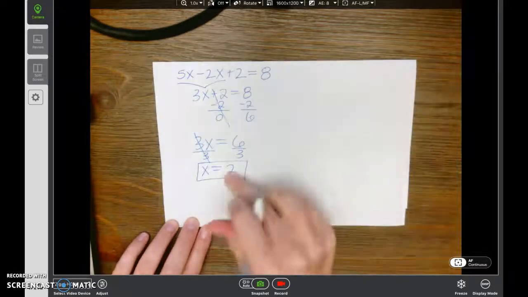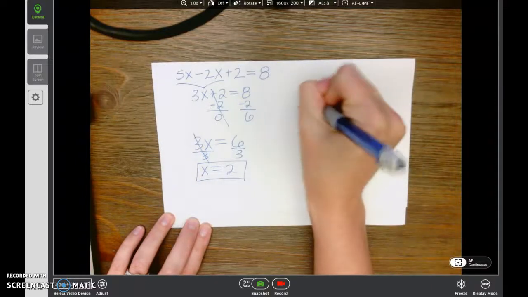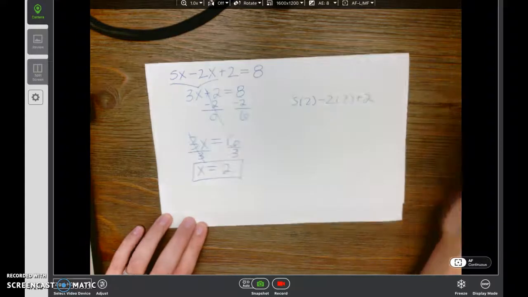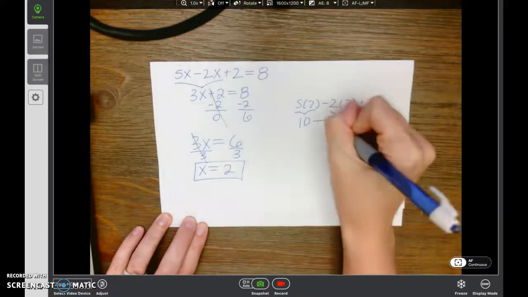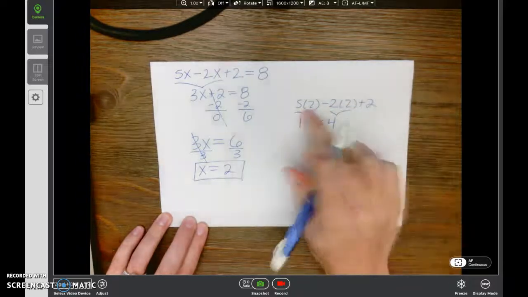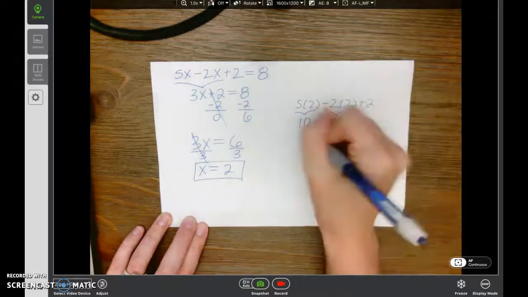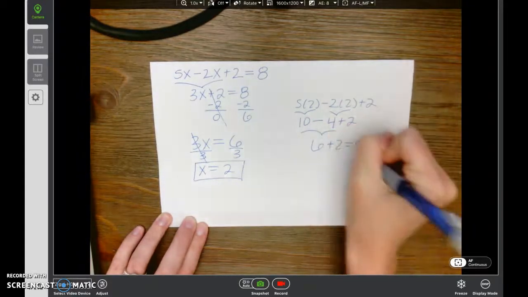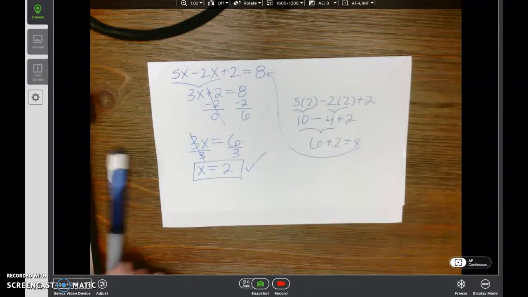So if I want to plug this into my equation and make sure that this is true, I would do 5 times 2 minus 2 times 2 plus 2 and make sure that equals 8. So 5 times 2 is 10 minus 2 times 2 is 4. So I do my multiplication before my subtraction and addition. So then I have 10 minus 4 equals 6 plus 2 equals 8, which is exactly what I wanted to get, which means my answer is correct.